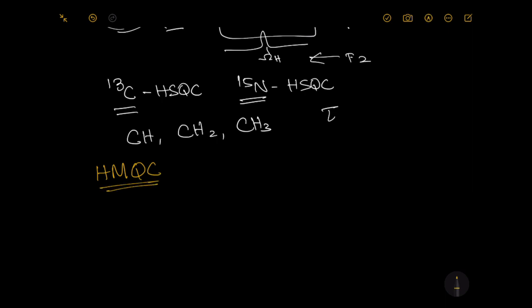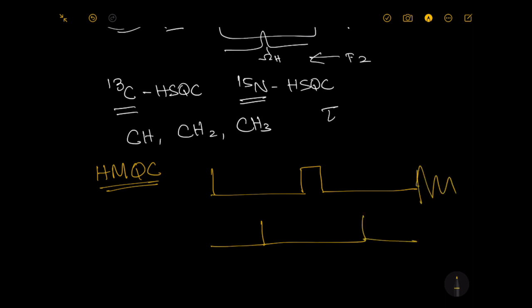Here, the pulse program is much simpler. All it has is two pulses on proton, two pulses on the heteronuclear channel, followed by acquisition in proton and decoupling in the heteronuclear channel. Let me once again take the example of 13C1H.